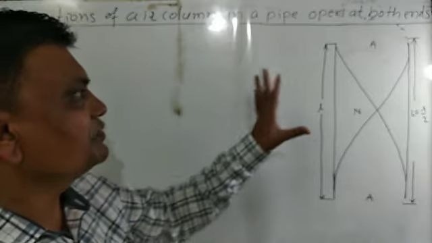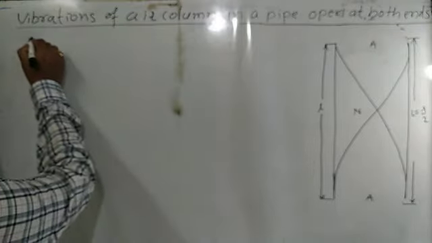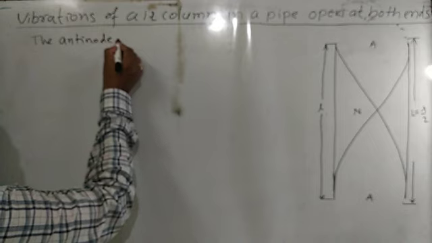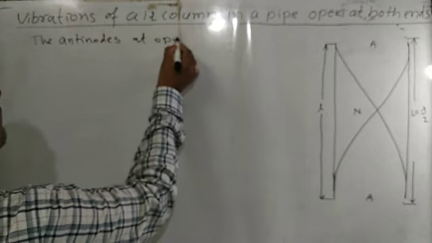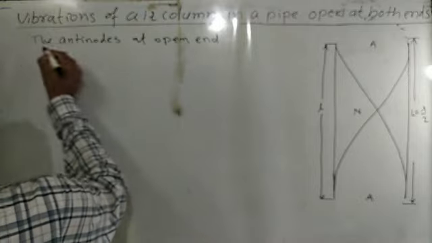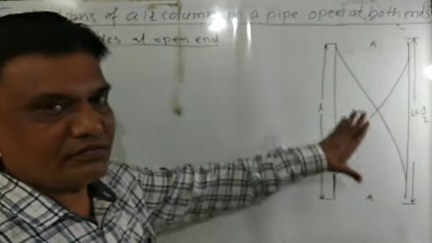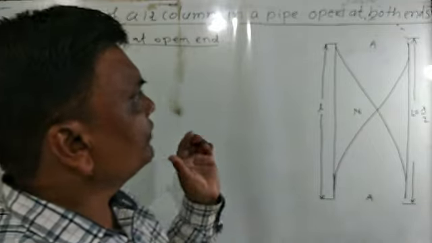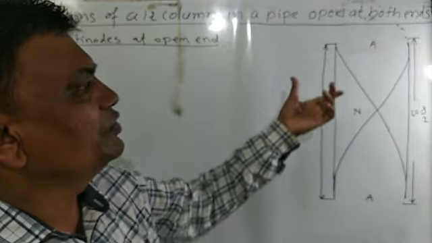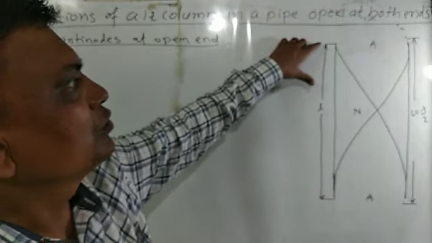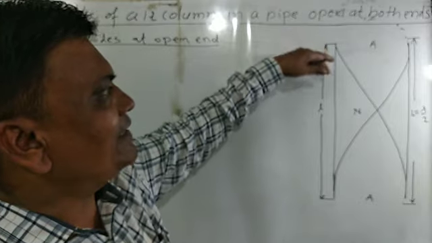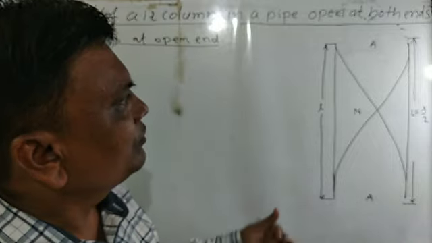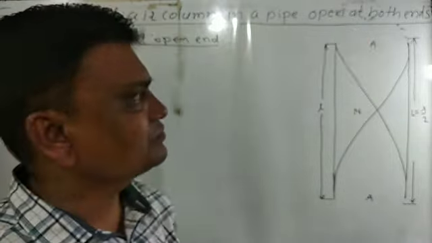The boundary condition of this pipe is that there are antinodes at the open end, because there are antinodes at the open end. So when a source of sound like a tuning fork is held near one of the open ends and sends the waves through the air column inside the pipe, what happens when the waves are sent through the pipe?